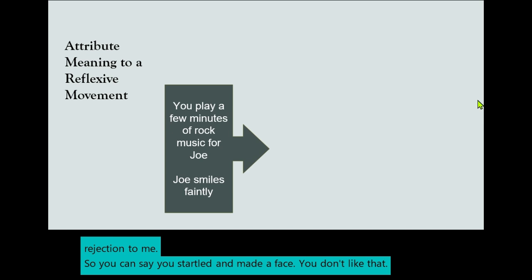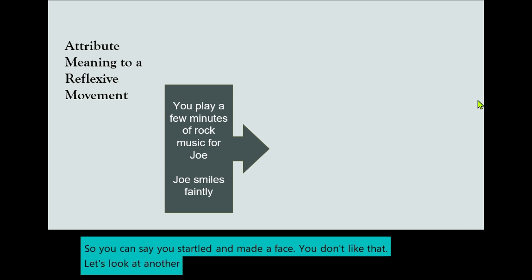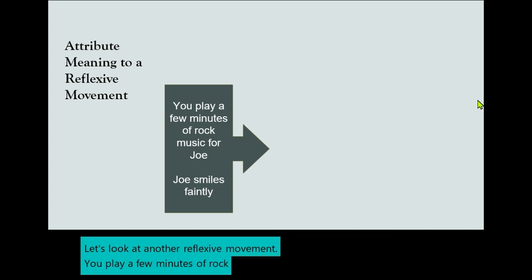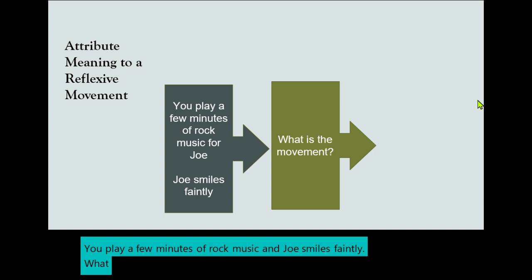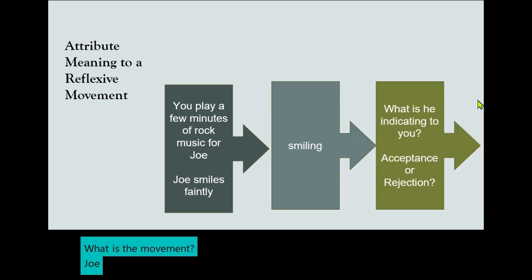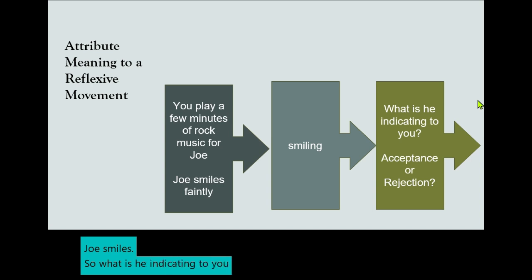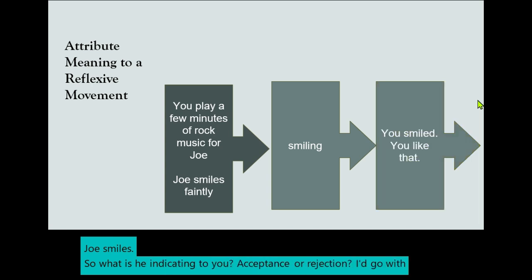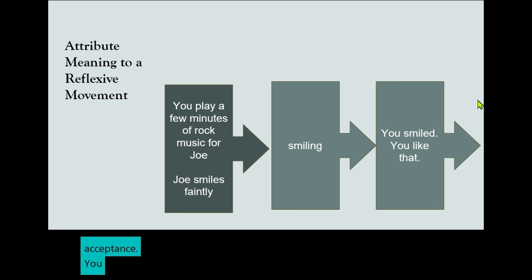Let's look at another reflexive movement. You play a few minutes of rock music and Joe smiles faintly. What is the movement? Joe smiles. So what is he indicating to you? Acceptance or rejection? I'd go with acceptance. You smiled. You like that.